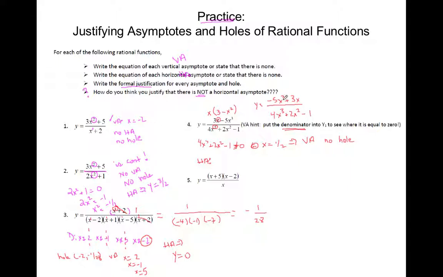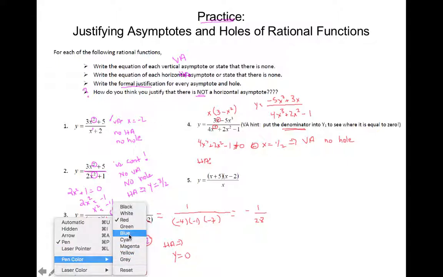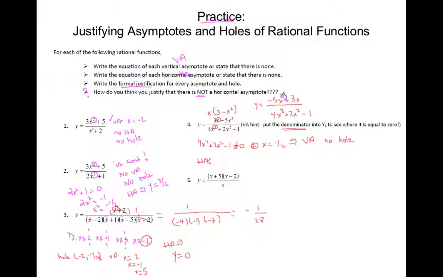So what is true about the power of the numerator and the power of the denominator? They're the same. And what happens if the power is the same? When you go off to negative infinity or positive infinity, the ends get pulled off to a ratio of the leading coefficients.